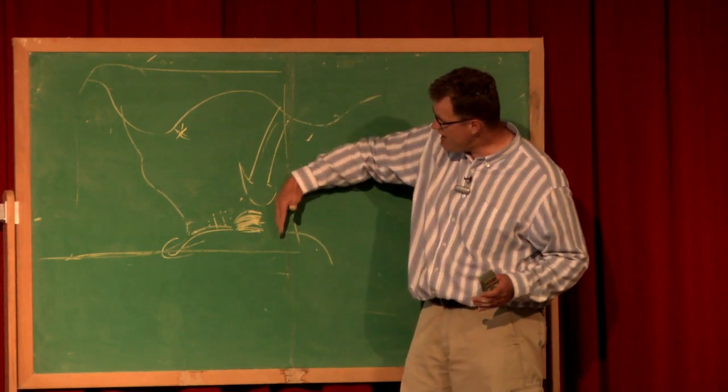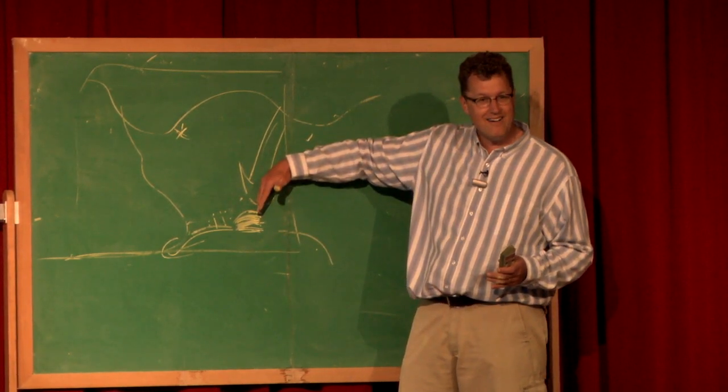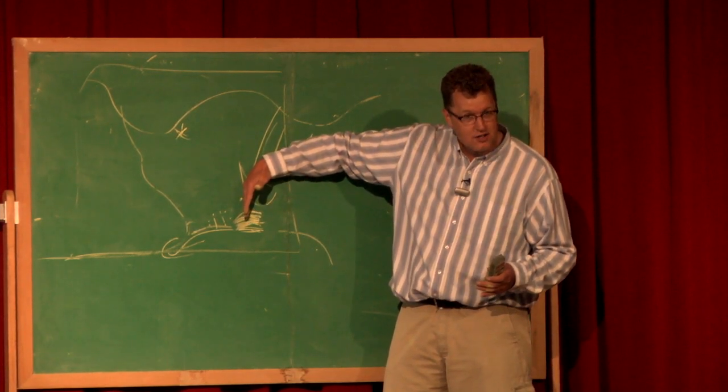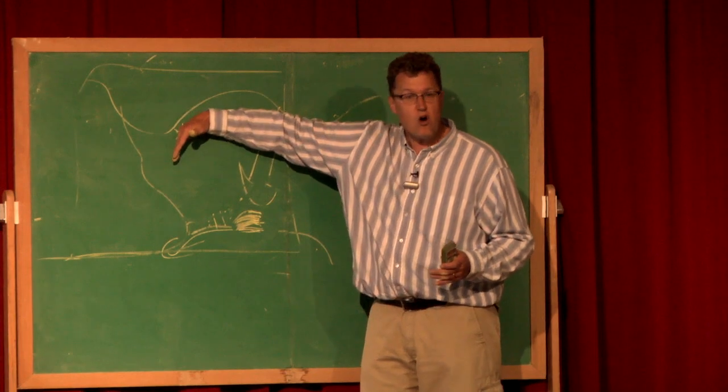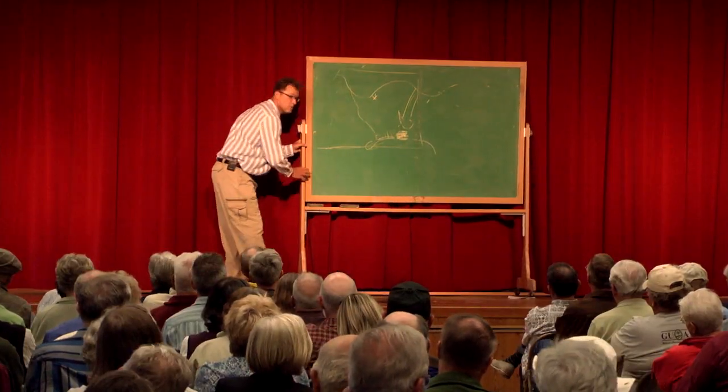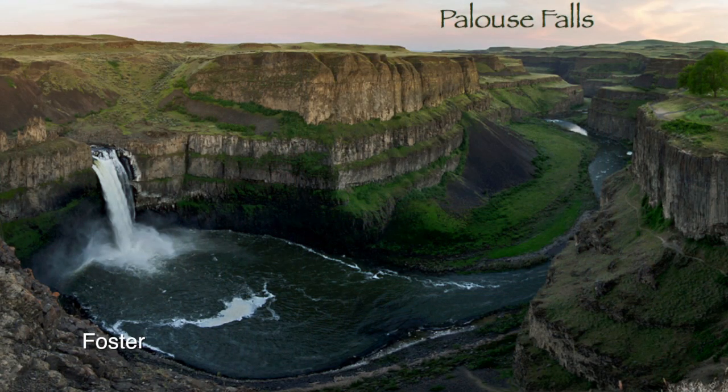But there are differences. There is no ice sheet that's funneling the water here. And there is a control by the bedrock fractures as opposed to no control structurally for that Ice Age flood water there. This is Palouse Falls. This is where the kayak drop was. And we will be getting here momentarily.